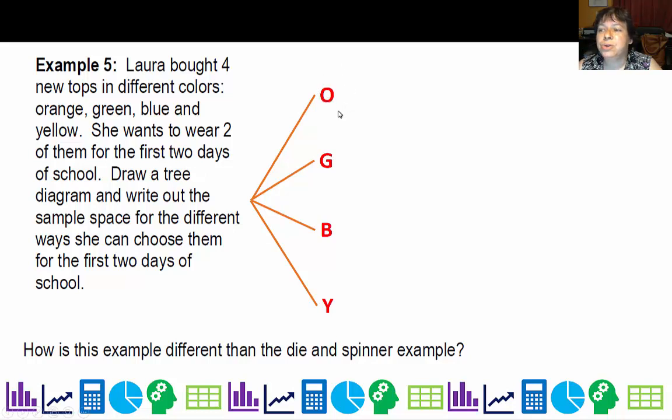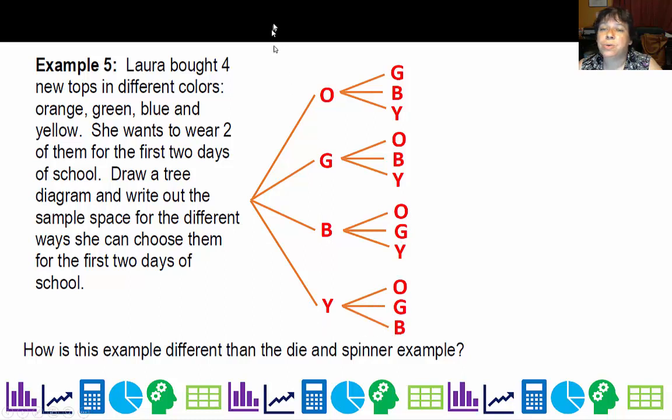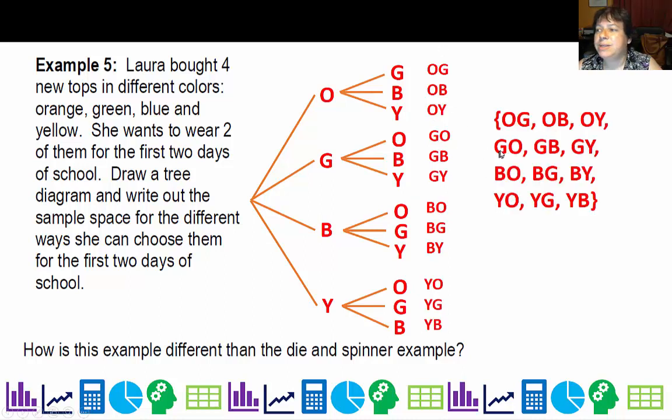So if she wears the orange top, the next day she's only going to wear either the green, blue, or yellow. So that set of branches is going to be slightly different than if she wears the green top first, because she's not going to wear the green top here. She'll do the orange, blue, or yellow. And it keeps going here, orange, green, or yellow, orange, green, or blue. So she's not going to have any repeating outcomes because it would be a little embarrassing to wear the same top twice. When I list these all together, that's my sample space.